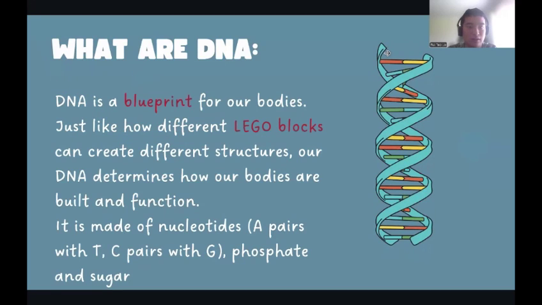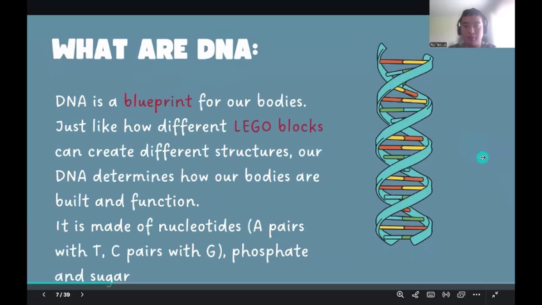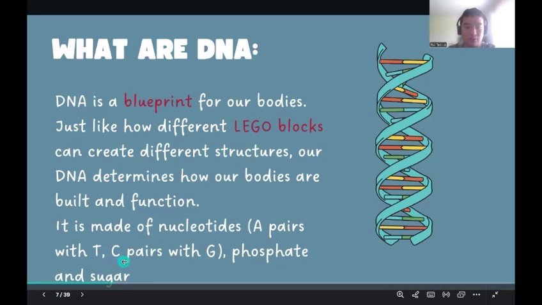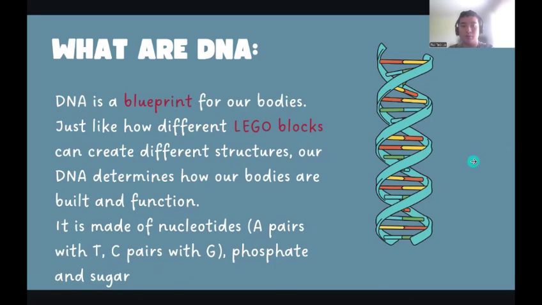So what is DNA? Just a basic introduction. DNA is a blueprint for our bodies, just like how different Lego blocks are created in different structures, where DNA determines how the body is functioned and built. It's made up of nucleotides, A pairs with T, C pairs with G, phosphate, and sugar. I think a lot of people probably know this.